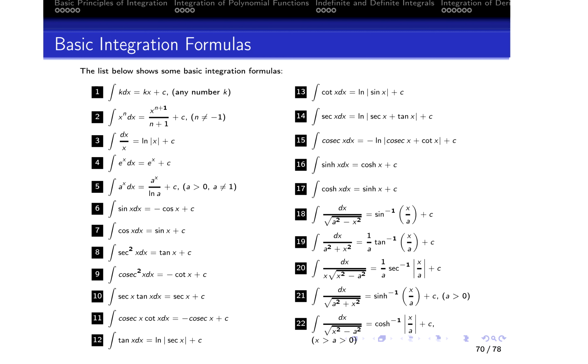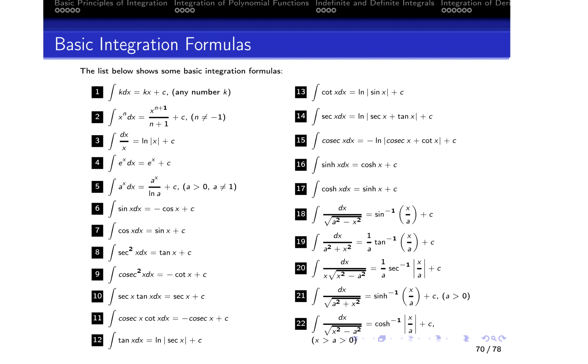Then if you integrate sin x dx, you get minus cos x plus c. If you integrate cos x dx, you get sin x plus c. If you integrate sec squared x dx, you get tan x, because of course, if you differentiate tan x, you get sec squared x. If you integrate cosec squared x dx, you get minus cot x plus c. If you integrate sec x tan x dx, you get sec x, because if you differentiate sec x, you get sec x tan x.